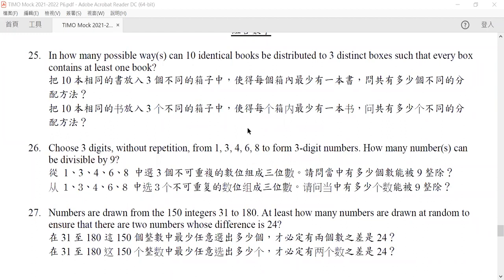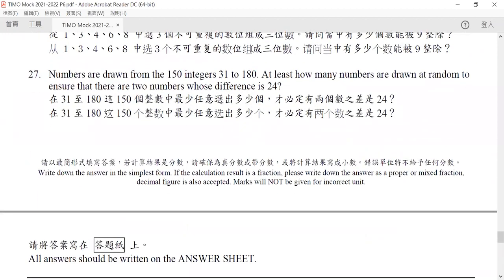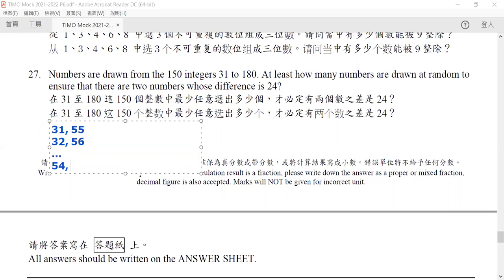Okay, so for our question 27, we need the number of draws so that two numbers differ by 24. For example, it will be 31 and 55, 32 and 56, and so on and so forth, up until 54 and 78. We can keep on writing it, because 31, 55, and then another difference is 79. Notice that all numbers within the same line differ by 24.